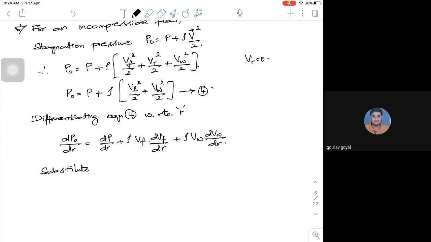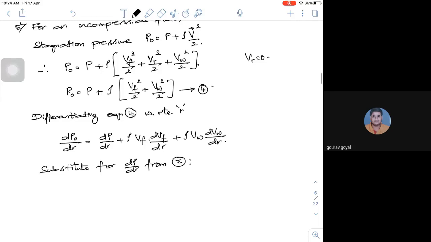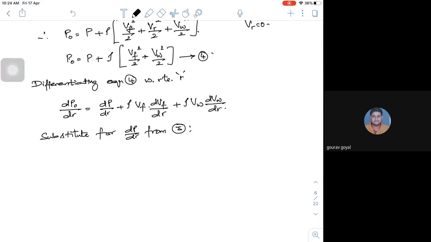Substitute for dp by dr from equation 3. If I substitute, what am I going to get? I am going to get dp naught by dr is equal to rho into Vw square by r plus rho into Vf into dVf by dr plus rho into Vw into dVw by dr.